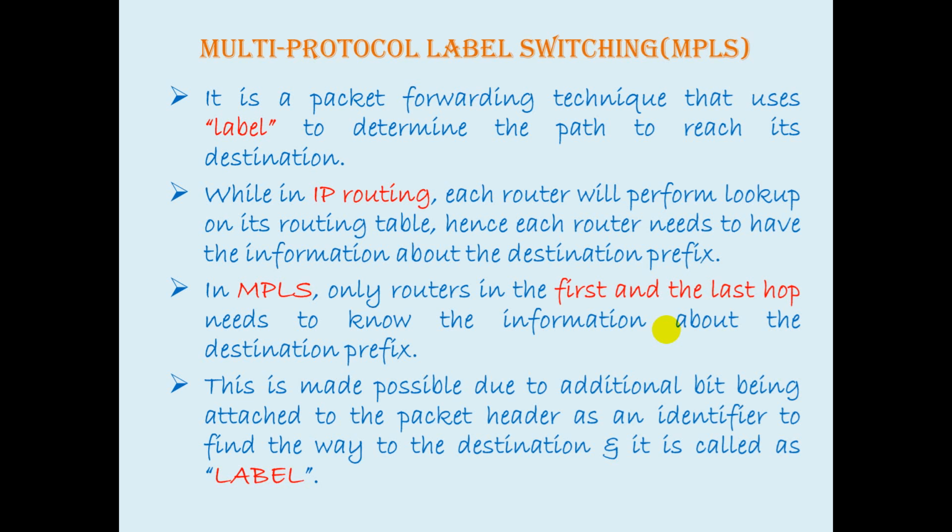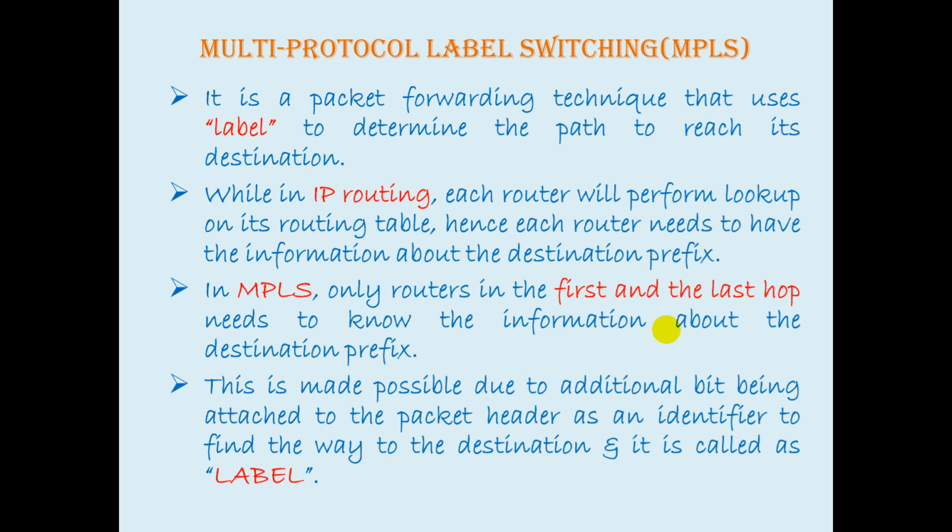What happens in IP routing? Well, each router looks in its routing table to get the destination information. In MPLS, it doesn't work like that. It doesn't work like IP routing.